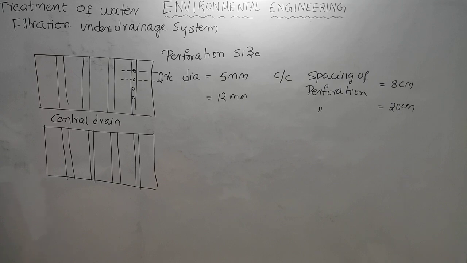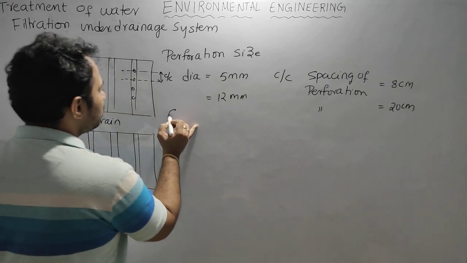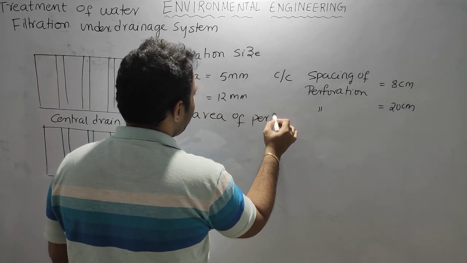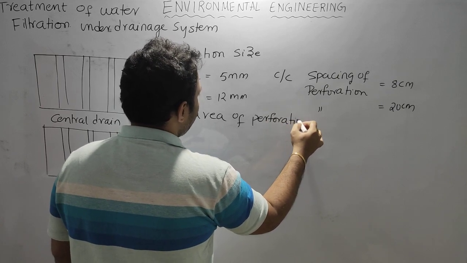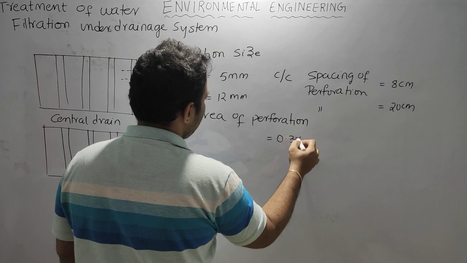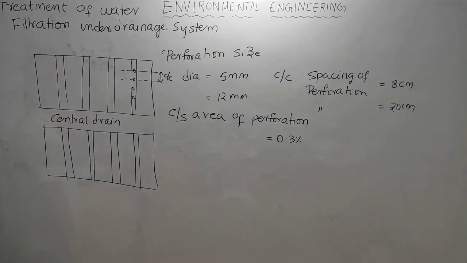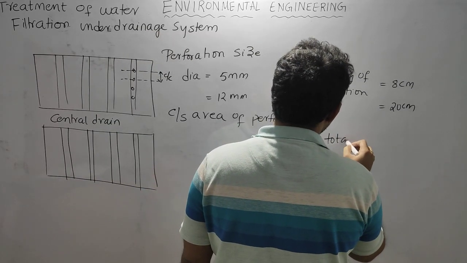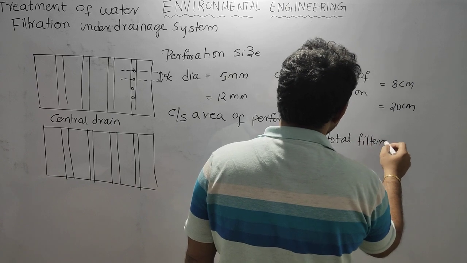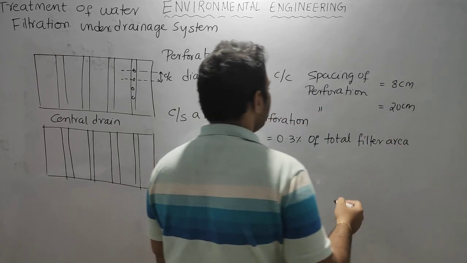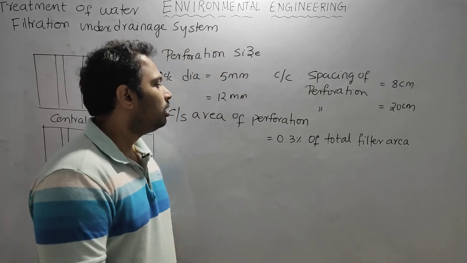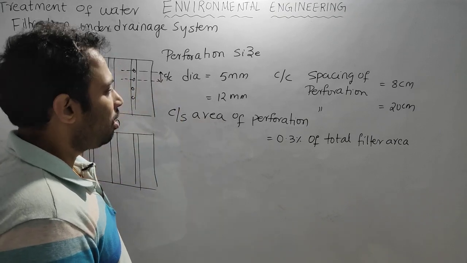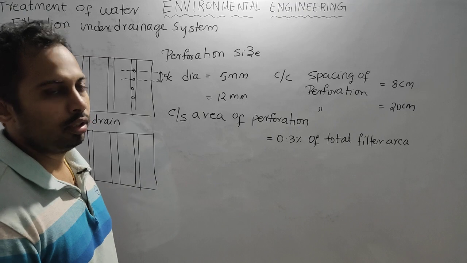The cross section area of the perforations should be equal to 0.3 percent of the total filter area. Whatever the filter area we have, we take 0.3 percent of it, and that should be equal to the total sum of the cross section areas of the perforations.